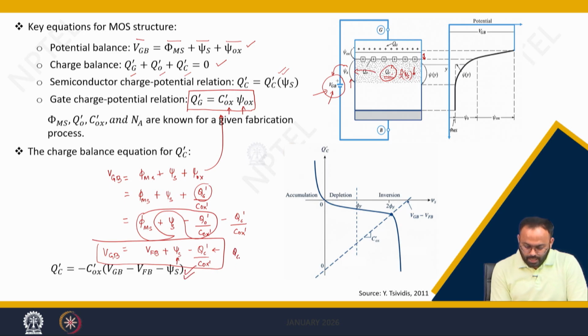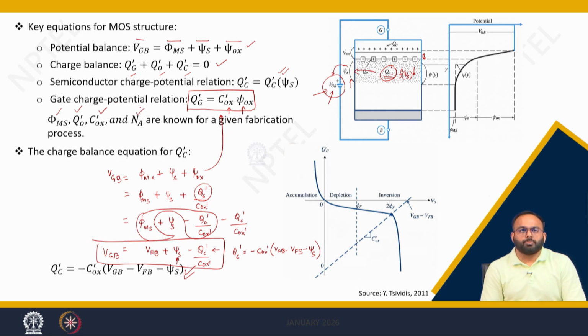So, ultimately QC dash can be written as minus COX dash into VGB minus V flat band voltage minus psi s. Here the quantities like phi ms, Q0 dash, COX dash and Na are known for a given fabrication process. As we have already discussed while discussing the potential balance and charge balance equation, these quantities are fixed. So, if you change the VGB, the change in these quantities will not be observed, because once you fabricate the device, these quantities will be fixed for a given fabrication process.